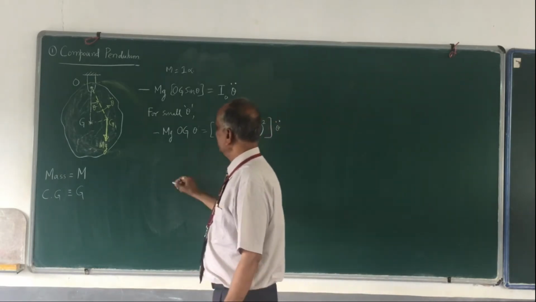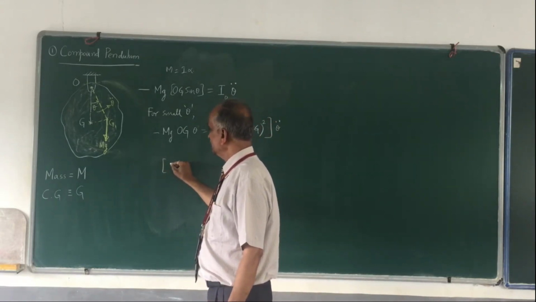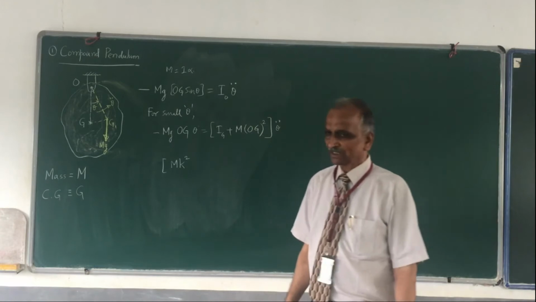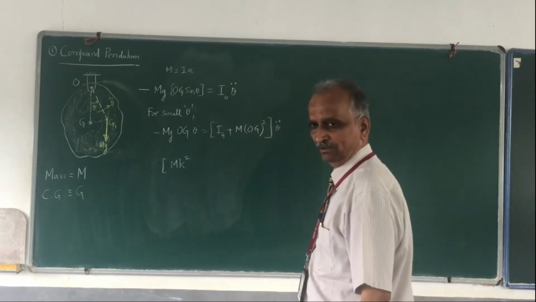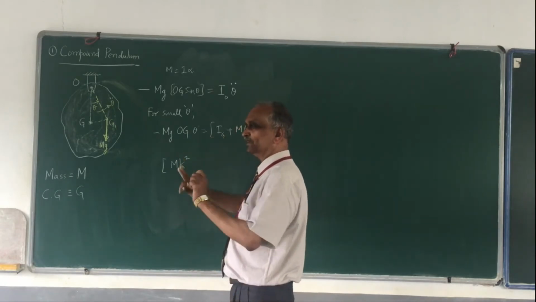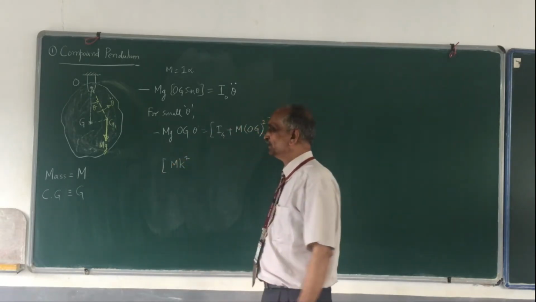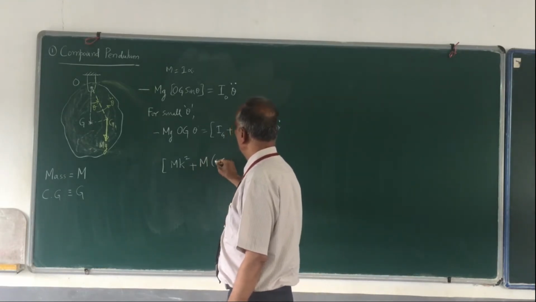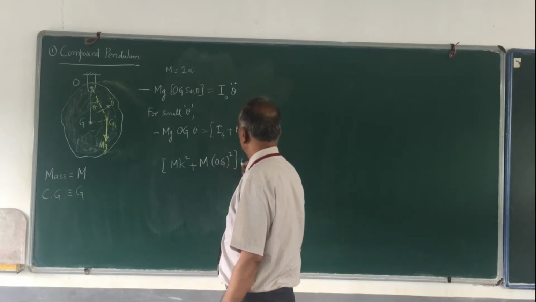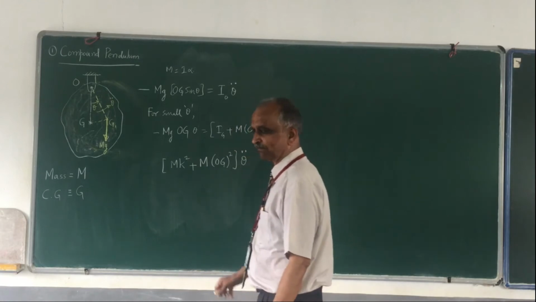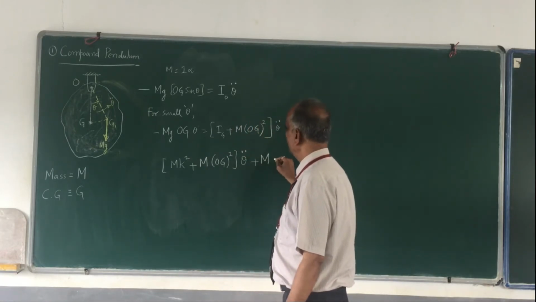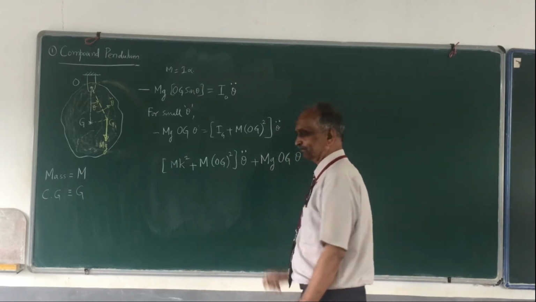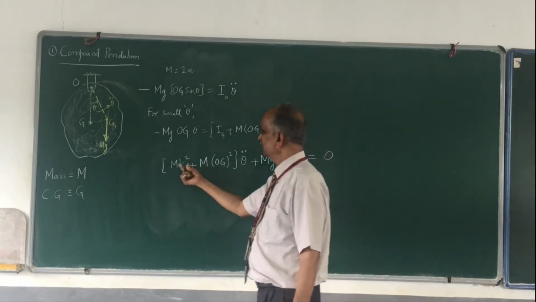Okay, so this I can rewrite. I_G is again written as m into k square. What is k? k is called the radius of gyration. Moment of inertia in general is mk square, mass multiplied by radius of gyration square. So m k square plus m into OG square, multiplied by theta double dot, plus m into g into OG into theta is equal to 0. Probably I can take m outside.